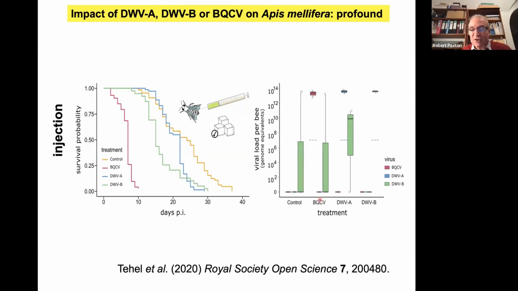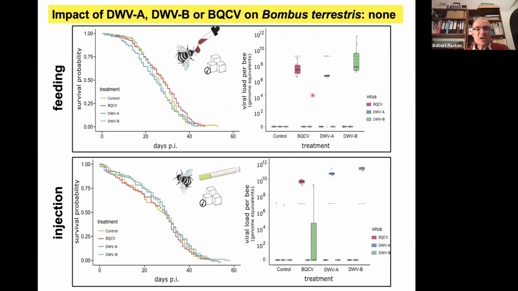So when we inject DWB, black queen cell virus, in, we get a lot of black queen cell virus in the bee. So everything's working fine. What happens though when we give the same viral variants, the same virus, DWVA, DWVB, or black queen cell virus to bumblebees? When we feed the virus to bumblebees, compared with control, no difference.